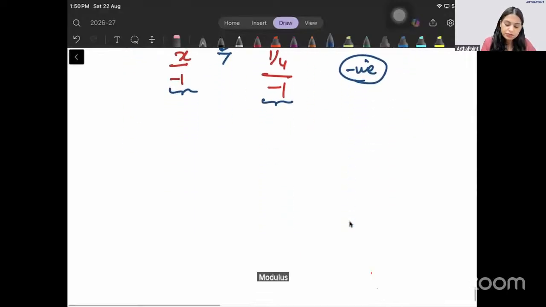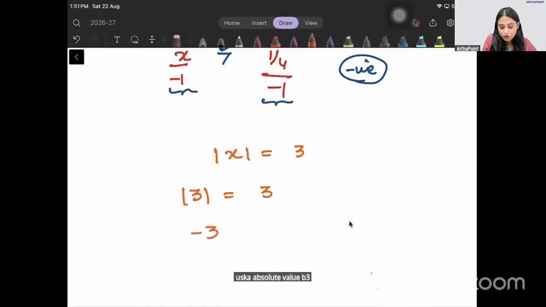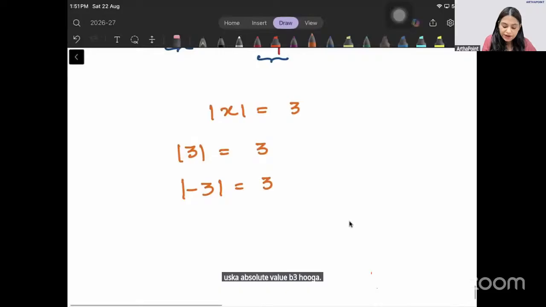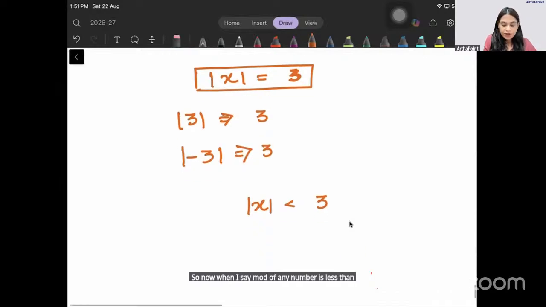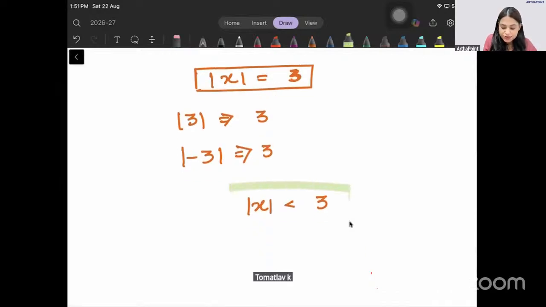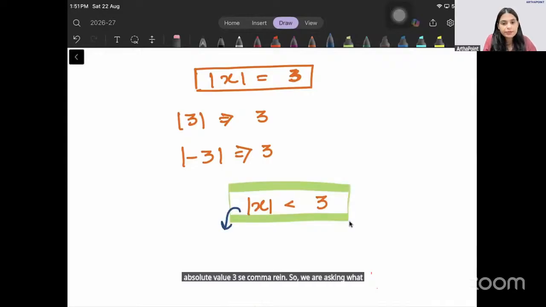Modulus function. So what does mod mean? |x| = 3 means that if you had 3, its absolute value will also be 3, and if you had -3, its absolute value will also be 3. So when we say that the mod of any number is 3, it means we have taken its absolute value. Now when I say the mod of any number is less than 3, it means the absolute value of something is coming out less than 3. So we are asking what this x can be.